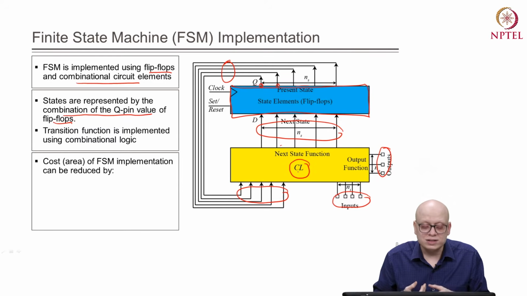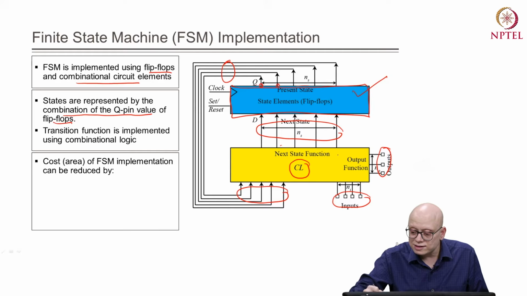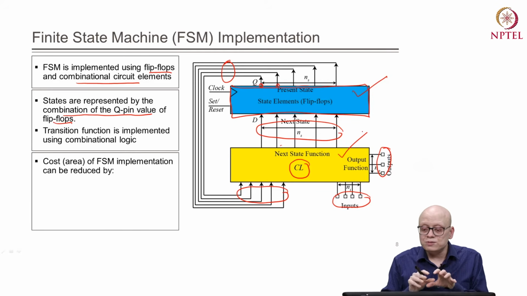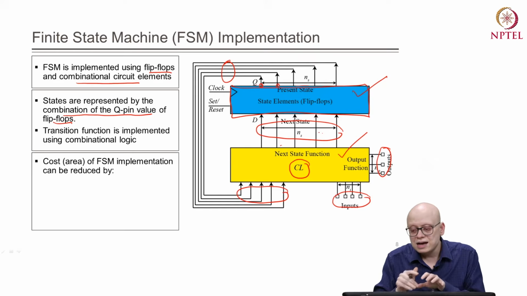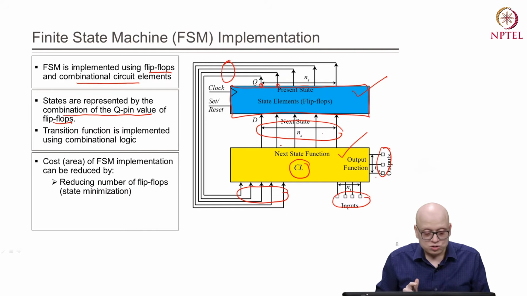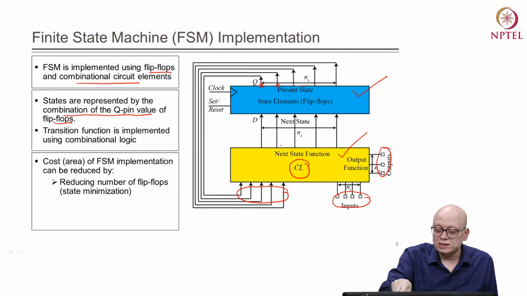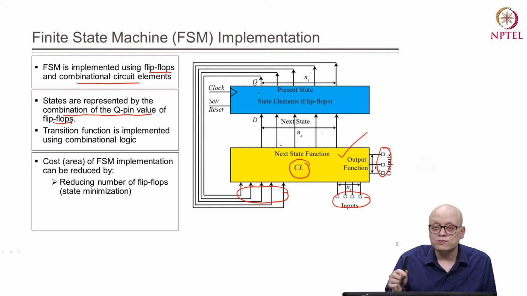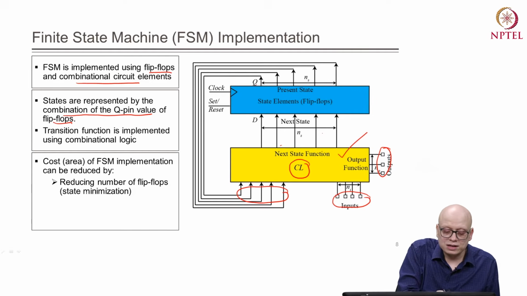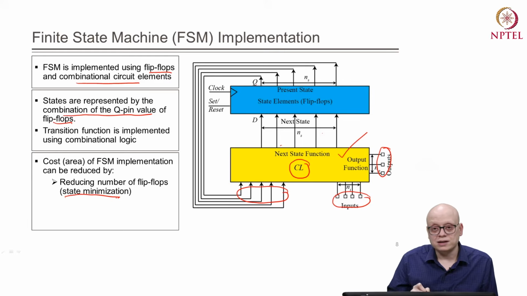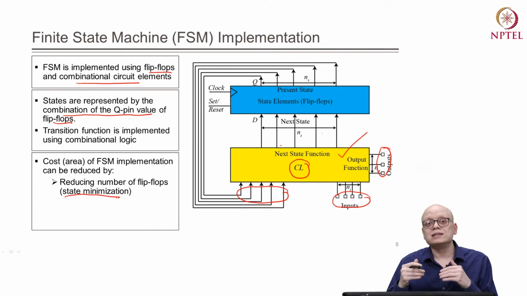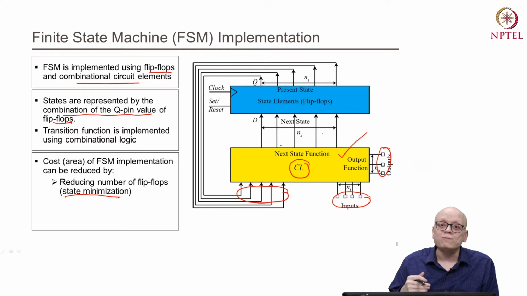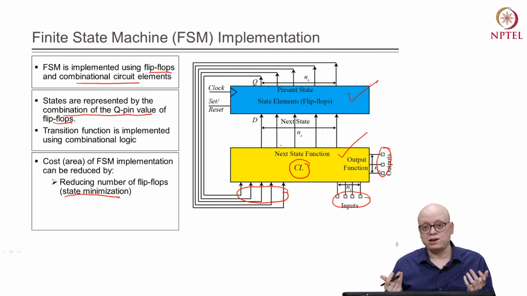Now, what kind of optimizations can we do in this circuit, right? So, there are two things we can optimize. The first is this set of flip flops, and second is this combinational logic which implements the next state function and the output function. So, the first optimization, that is optimization of the state elements or the flip flops, is done using a technique known as state minimization, right. When we minimize the number of states in an FSM, then we reduce the number of flip flops required in this implementation and we can save area.